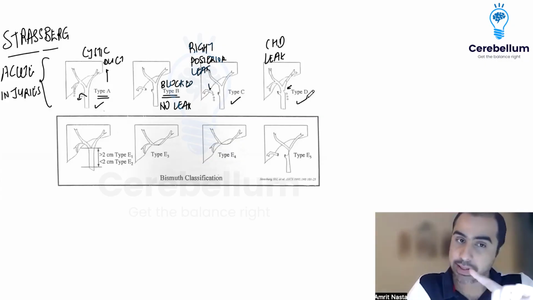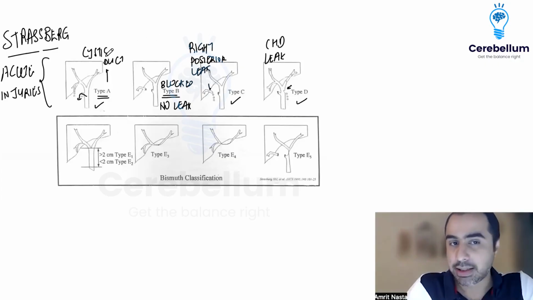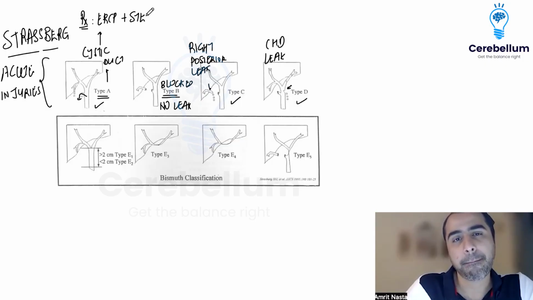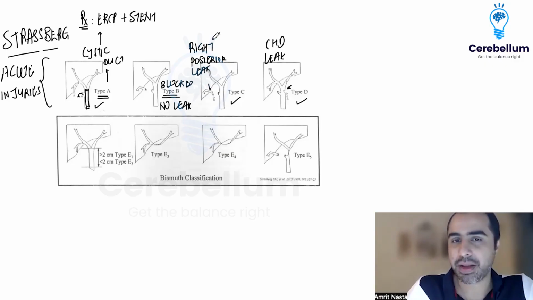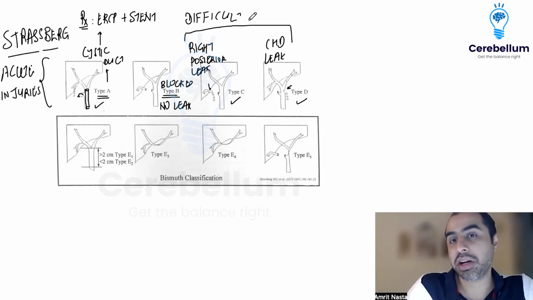This is one thing. The second thing you need to know is, if it is cystic duct leak, it's very easy to treat. The treatment is very easy. All you have to do is ERCP and stenting. Because it is leaking from the cystic duct, you just put a stent over here in the common bile duct. The leak will stop. Easy to treat. These leaks, difficult. This is what will require reconstruction at a later stage.